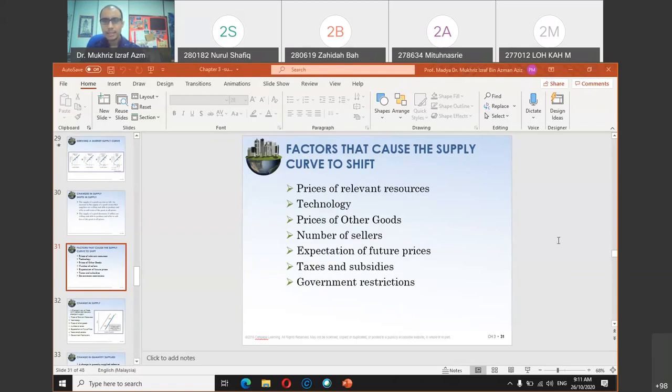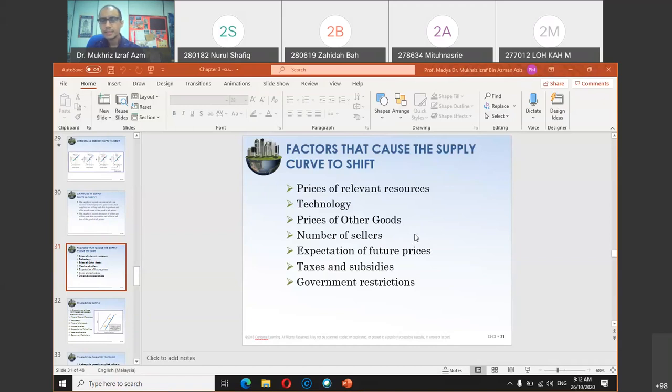and also very expensive. A large drink can cost you between 7 to 10 ringgit or even more than 10 ringgit for a drink. But there are now many sellers selling these boba drinks, whether established brands or new brands. So when there are many sellers selling the same or similar product, the supply will also increase.